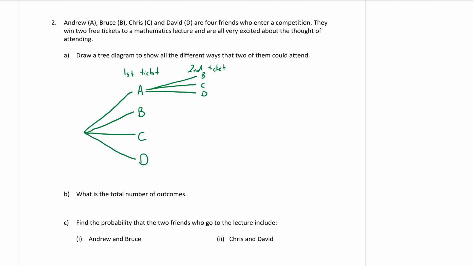Okay, then if Bruce gets the first ticket, he doesn't need the second ticket for this one. So that means we would have A, C, or D for the second ticket there. And then if Chris gets the first ticket, it means that A, B, or D will want the second ticket. And if D, which is David, gets the first ticket, then A, B, or C could get the second ticket. Okay, take a second to think about that. I hope that that makes sense.